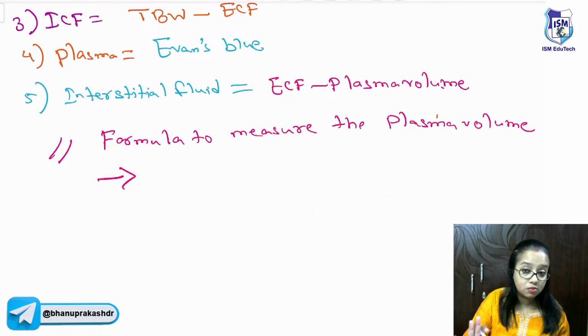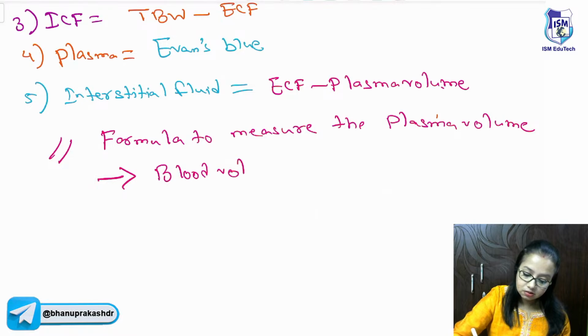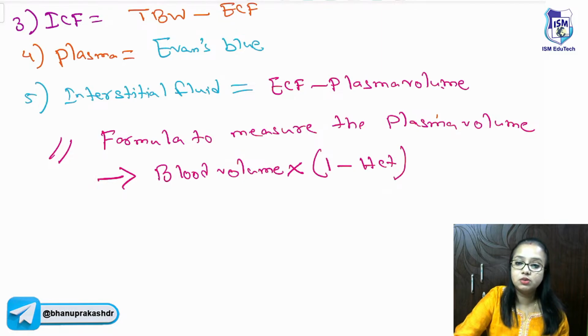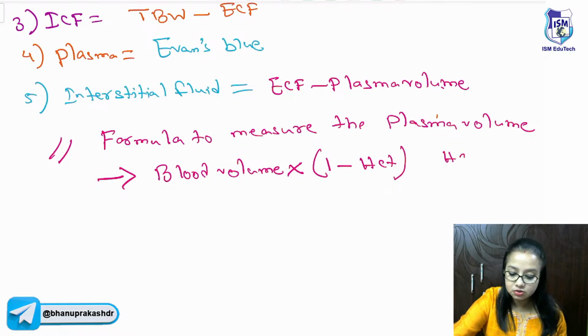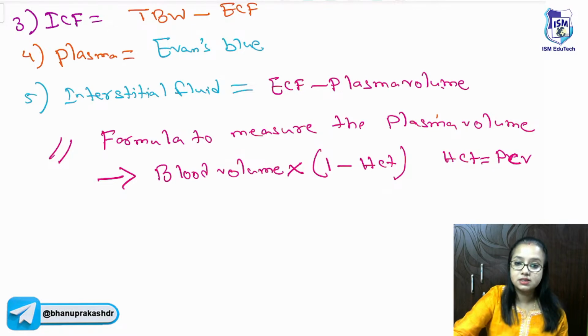Now, the standard formula to measure the blood plasma is blood volume into 1 minus hematocrit value. Hematocrit value is the PCV, the packed cell volume of the RBC.